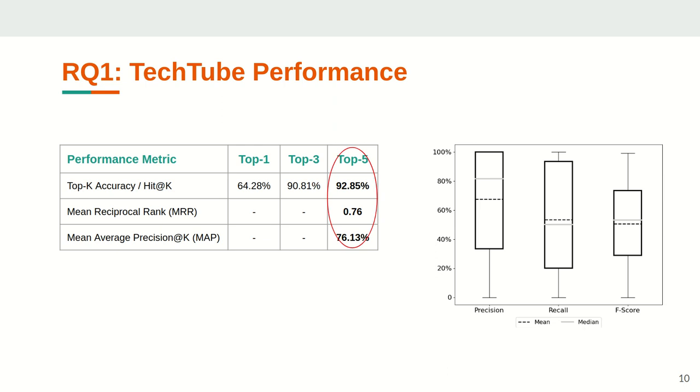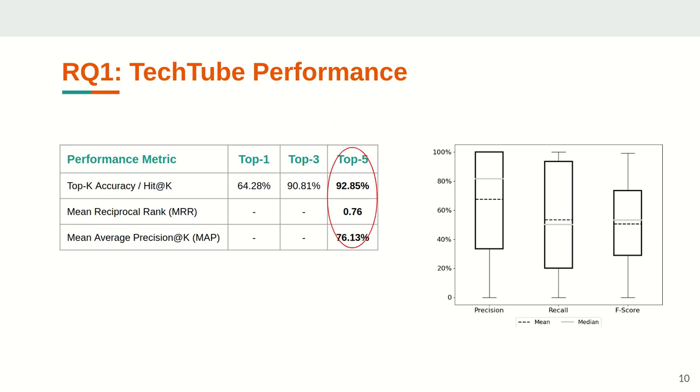As you can see in this table, TechTube 93% of the time can retrieve the most relevant video in the top 5 retrieved results with a mean reciprocal rank of 0.76. So it means that TechTube retrieves the relevant video for 9 queries out of 10, and also on average the most relevant video is in the first or second position of the 5 retrieved results.